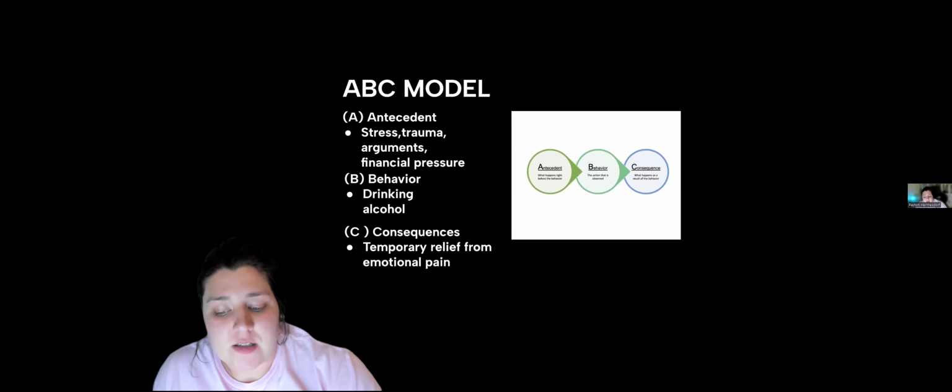Another theory discussed in our course is the ABC model. The incidents for Sean and Paula include stress, trauma, conflict, and financial pressure. The behavior is drinking alcohol. The consequence is temporary relief from emotional pain and stress. Although alcohol provides short-term relief, it ultimately creates additional problems and reinforces the addiction cycle.